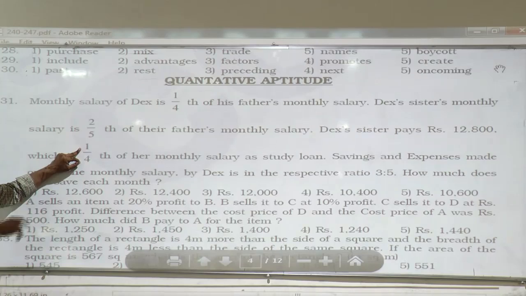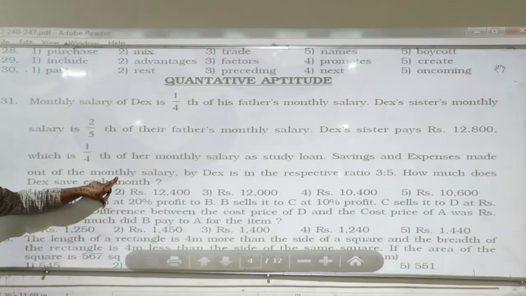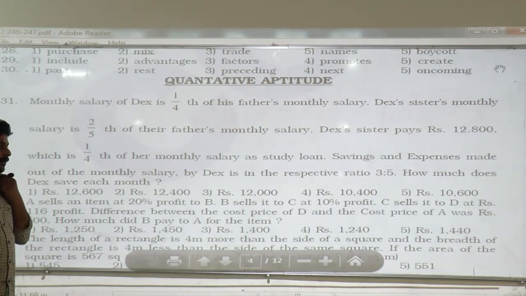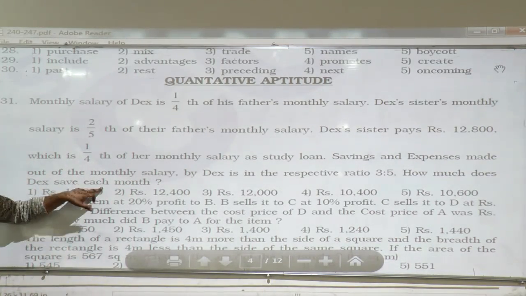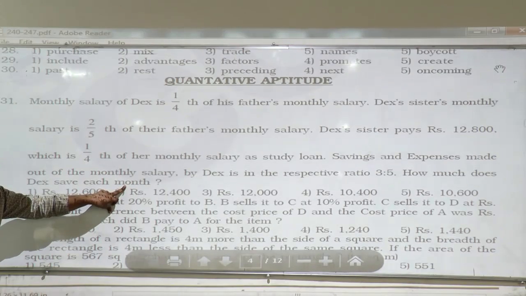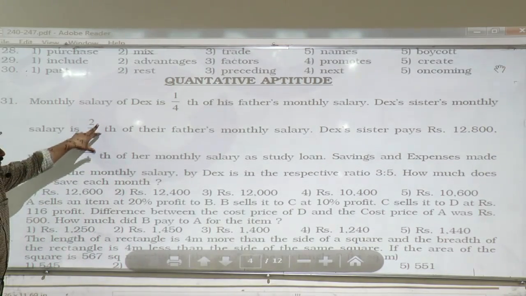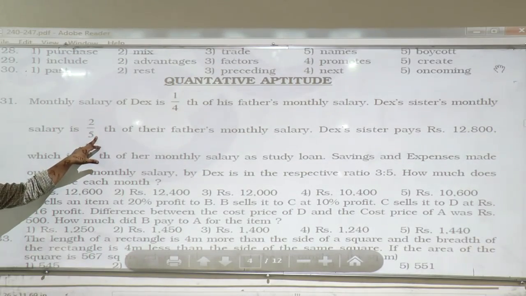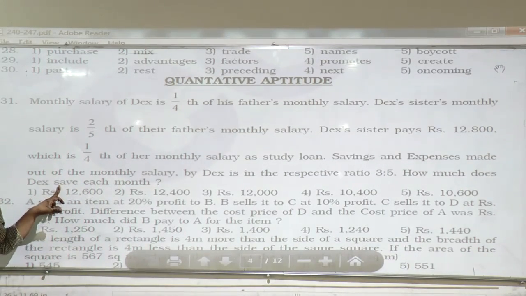Next, savings and expenses made out of the monthly salary by Dex is in the respective ratio 3:5. So how much does Dex save each month? Now for these type of questions I have asked you to verify the data. You are asked about monthly saving. Were you given data monthly or yearly? Need not go for conversion, right? Now you are asked about monthly savings of Dex.